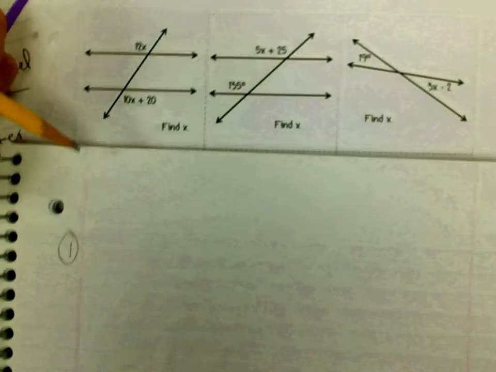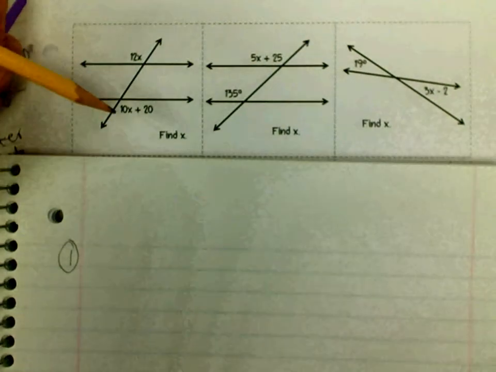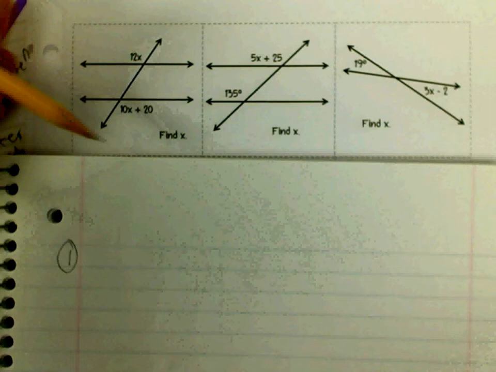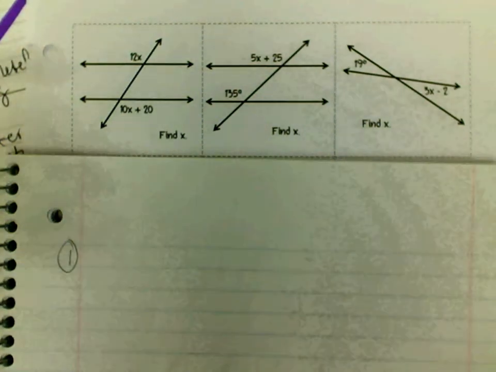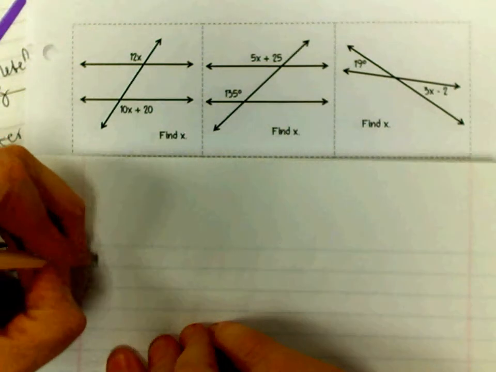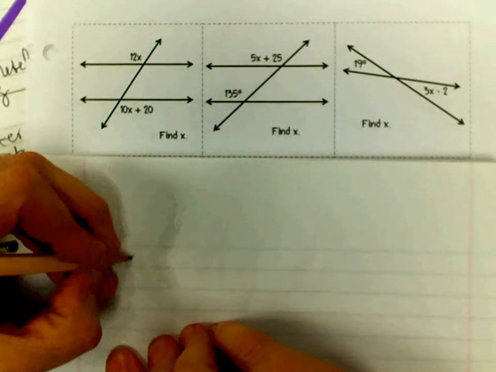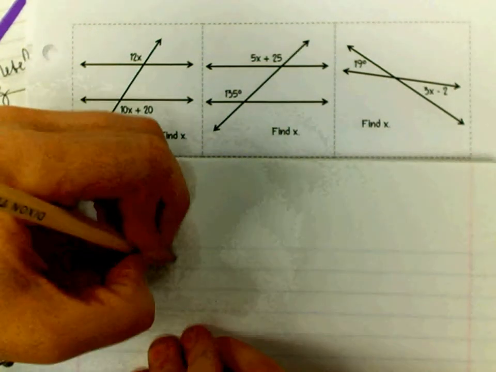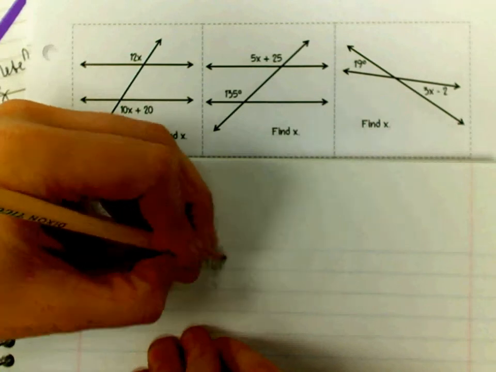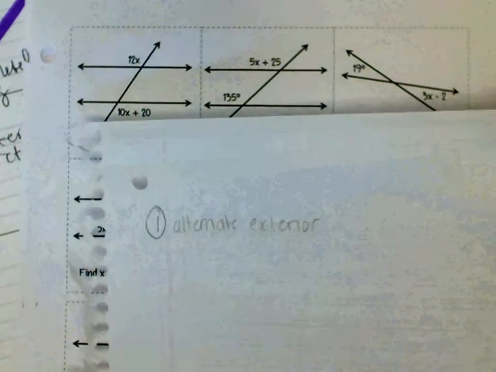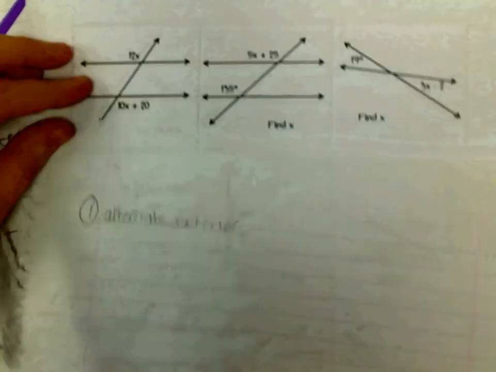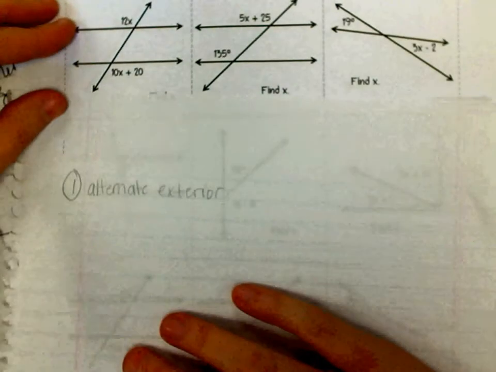Alright, so the angle relationship here, they are on alternating sides of the transversal, and they are on the outside, the exterior. So number 1 is alternate exterior. I'm going to tear this paper out. Alternate exterior angles are always congruent.